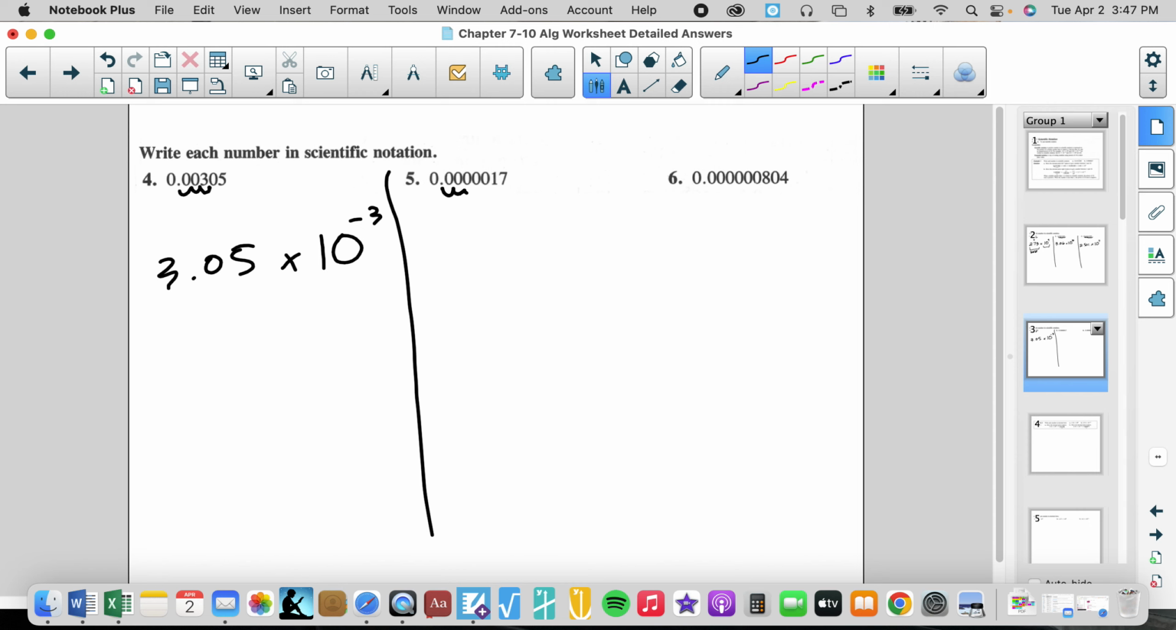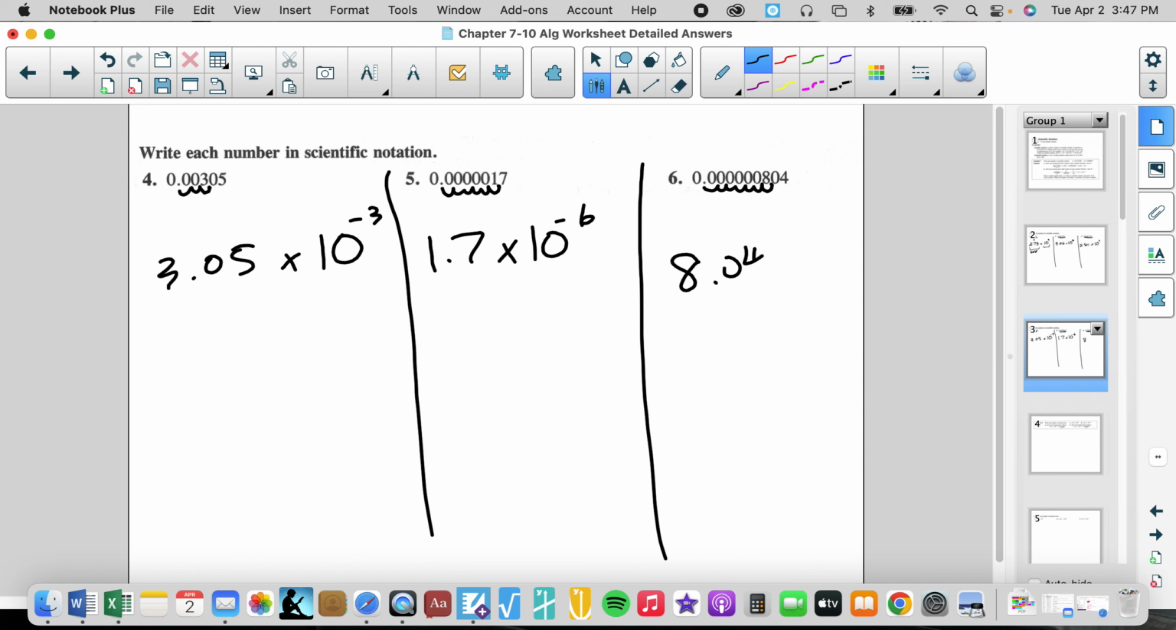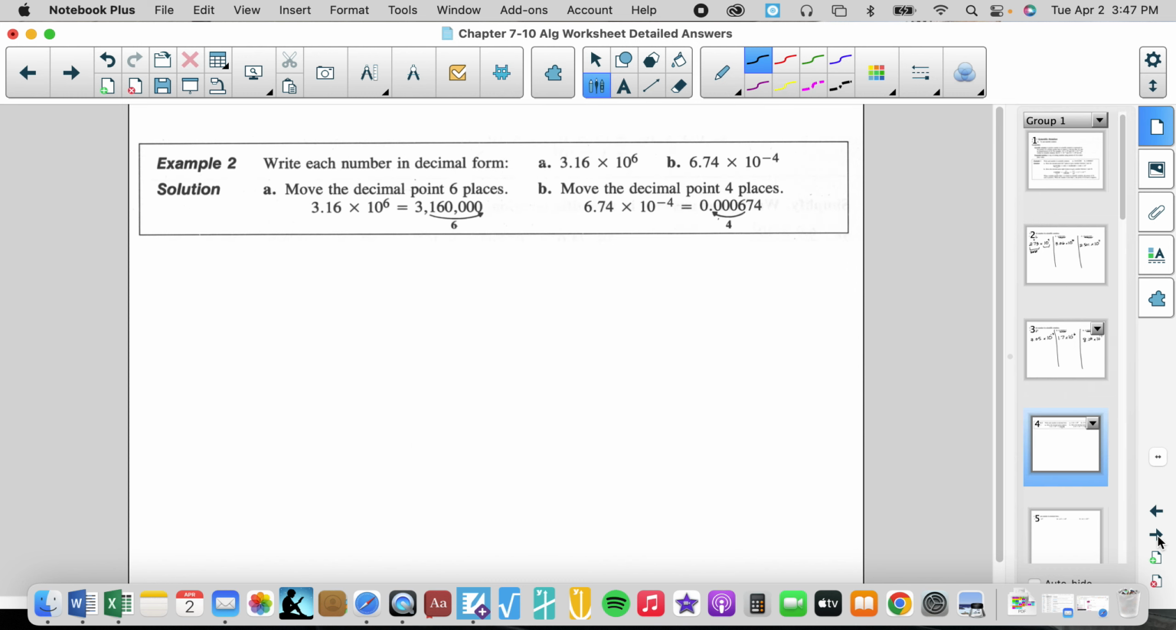1, 2, 3, 4, 5 is 0.17. So I got to move it a 6th time. That gets it 1.7 times 10 to the negative 6th. 1, 2, 3, 4, 5, 6, 7 times 10 to the negative 7th. And that's all you're doing. It's really all you're doing. Write each number. Now we're going to expand it.